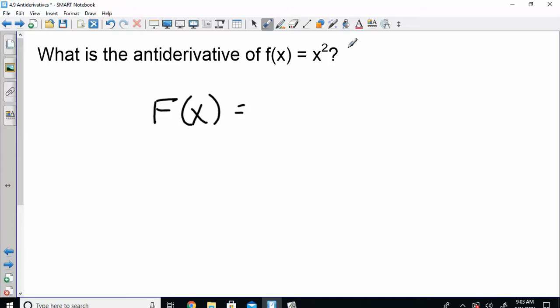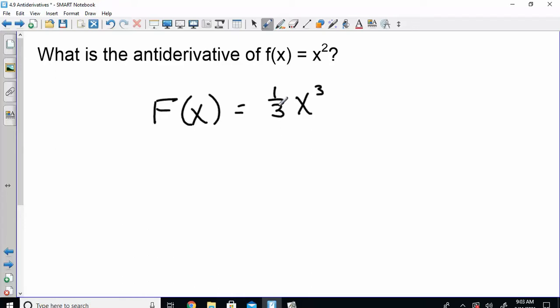What do we think? 1/3 x cubed. All right. When you do a derivative, you subtract 1 from the power, right? So if we're going backwards, we would add 1 to the power. So we know it has to have been an x cubed. But think about what happens when you do that derivative. You bring that 3 down in front, so I need something there to cancel it out. 1/3 times 3 would cancel. So it's 1/3 x cubed.